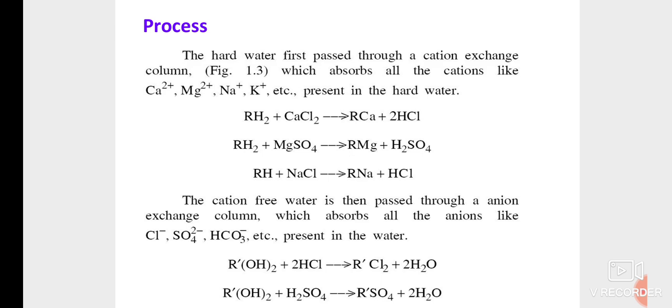In the cation exchanger column, we commonly absorb cations like calcium, magnesium, sodium, potassium. Then the cation exchanger allows the HCl and H2SO4 to pass to the anion exchanger column. So the cation exchanger RH2 changes into RCa or RMg or RNa or RK. So this is the mechanism involved in the cation exchanger column. Okay.